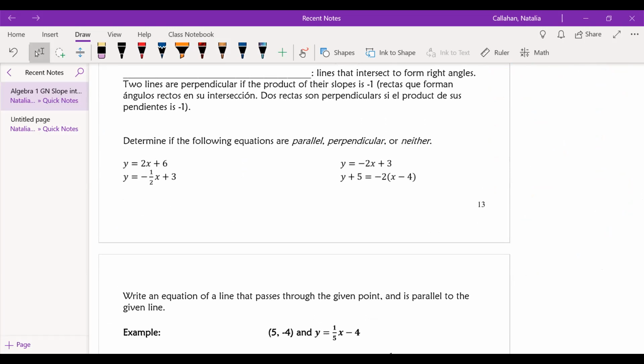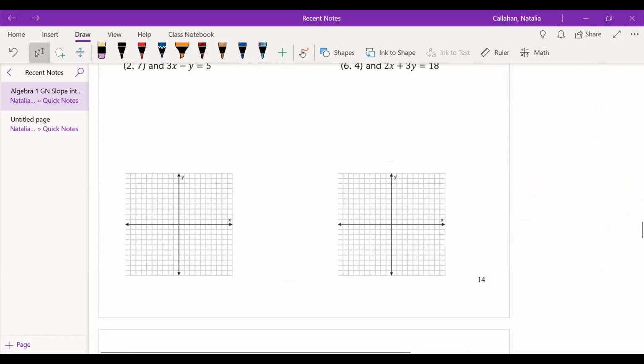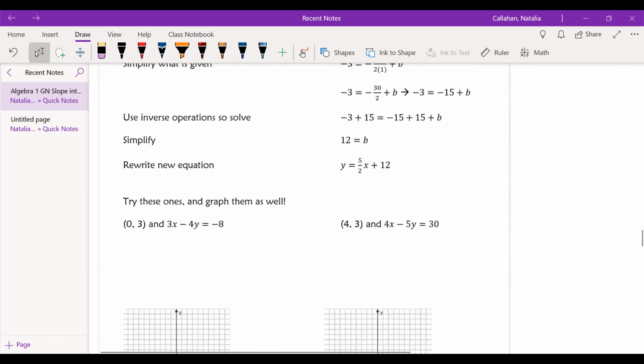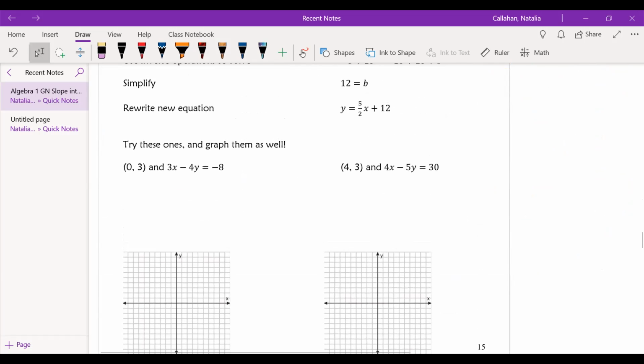All right, let's continue with our review. The next thing we talked about was perpendicular and parallel lines. Now, remember the difference: perpendicular is always going to create a 90-degree angle, and the slopes are negative reciprocals of each other, whereas parallel lines are going to have exactly the same slopes. So let's try one of these here. It says try these ones and graph them as well. Rewrite the new equations.